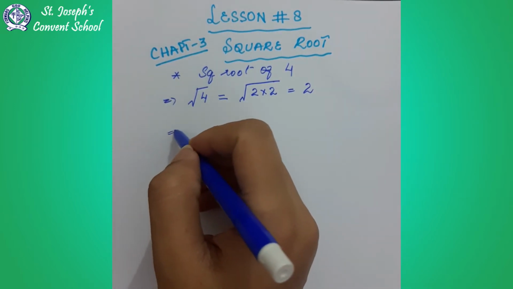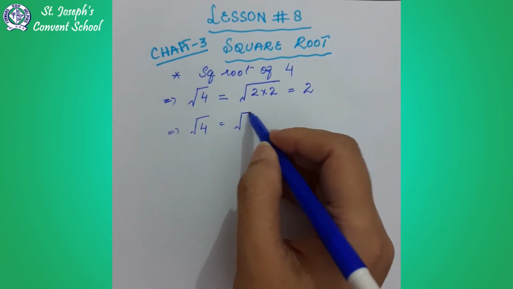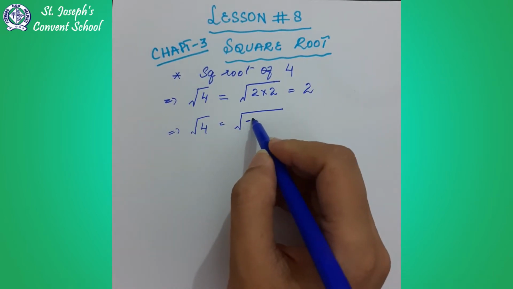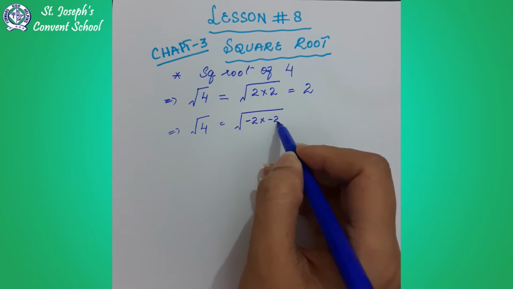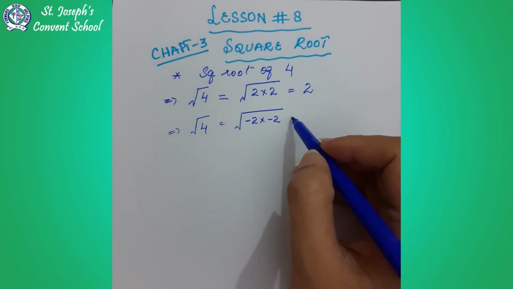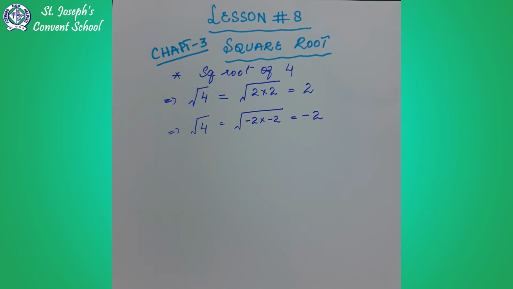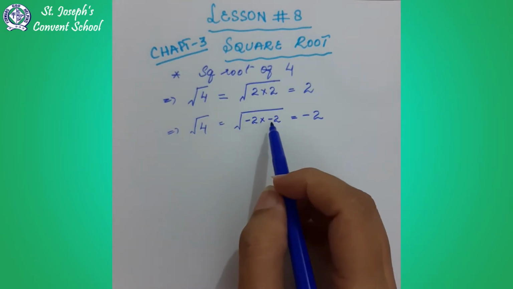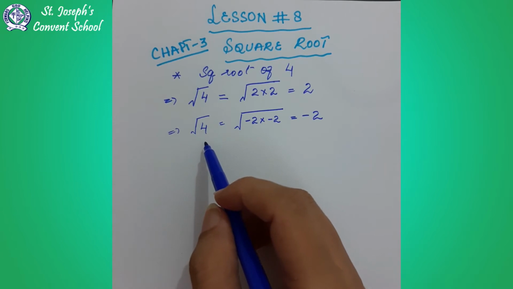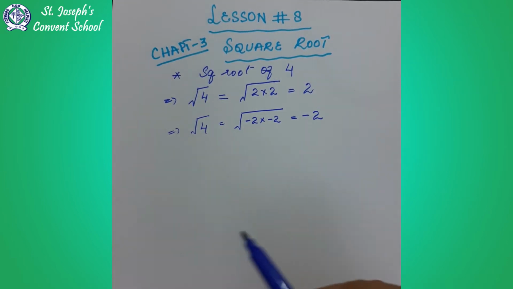Or if I write minus 2 into minus 2, so minus into minus is plus, and 2 into 2 is 4. So you get minus also. So root is minus 2 also, okay? So plus 2 into 2 will give you 4, and minus 2 into minus 2 will also give you 4. So it can be positive or it can be negative. So root of 4 can be plus 2 or it can be minus 2, okay?